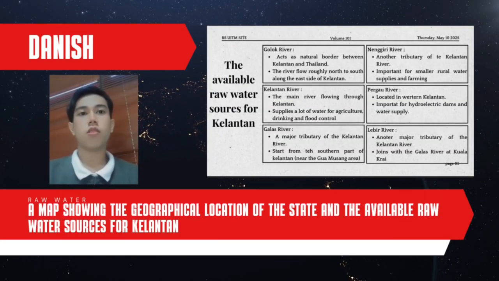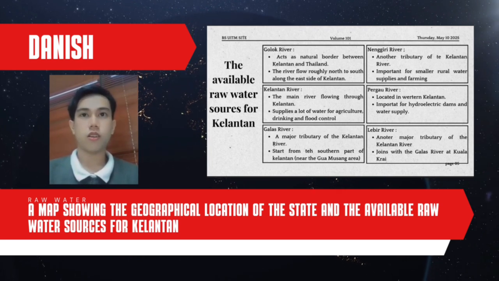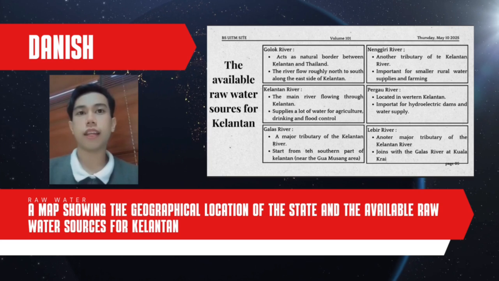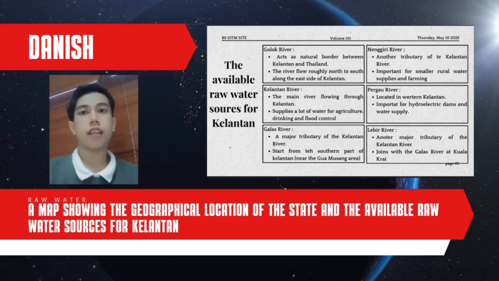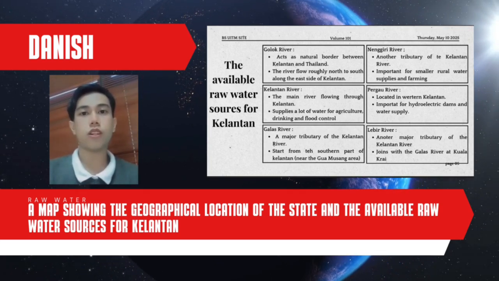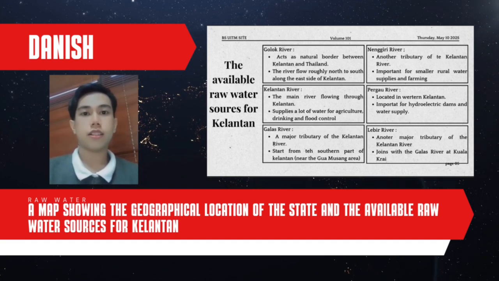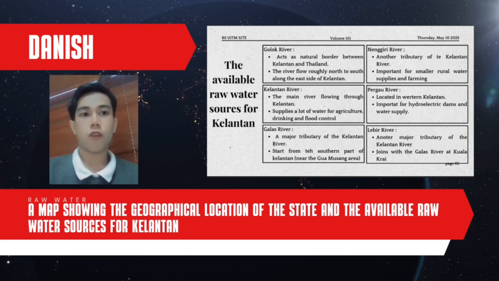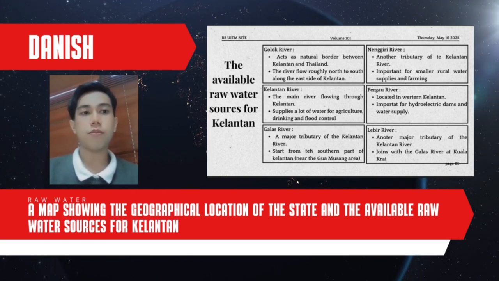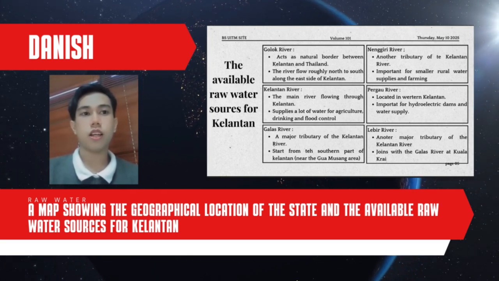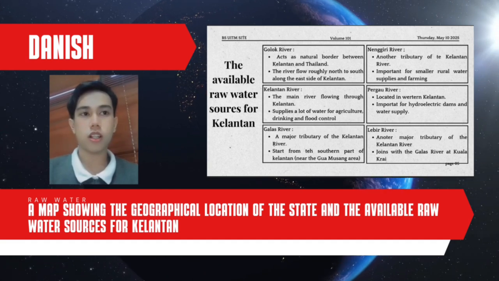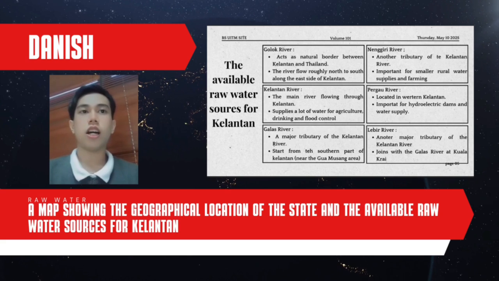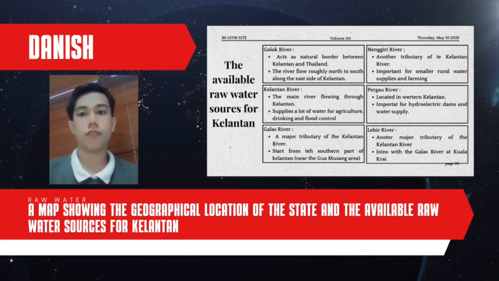There are 6 available raw water sources for Kelantan. First, we have Golok River, which acts as a natural border between Kelantan and Thailand. Second, we have Kelantan River, which is the main river flowing through Kelantan. Third, we have Galas River, a major tributary of the Kelantan River. Fourth, we have Lebir River, another major tributary of the Kelantan River. Next, we have Pergau River, located in western Kelantan. And the last one, we have Nenggiri River, another tributary of the Kelantan River.